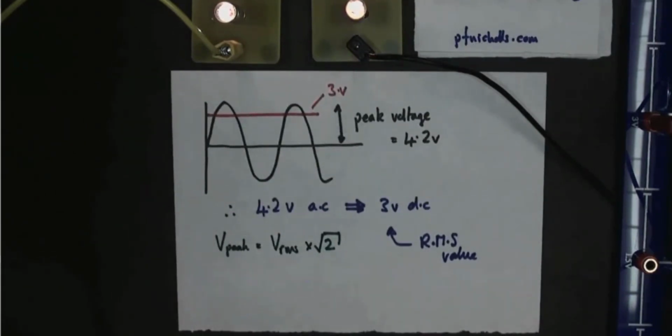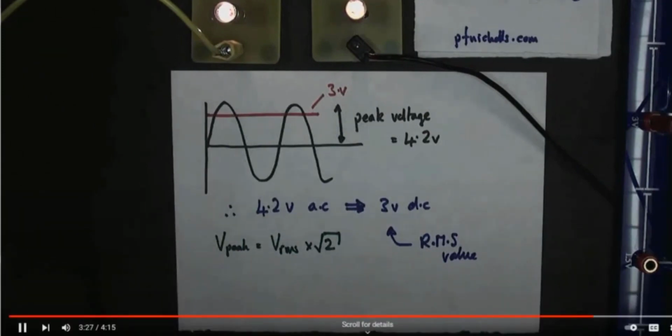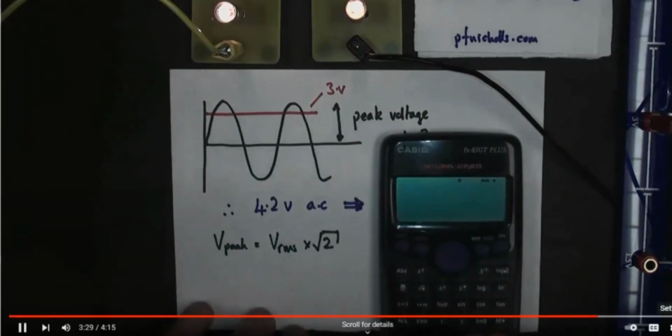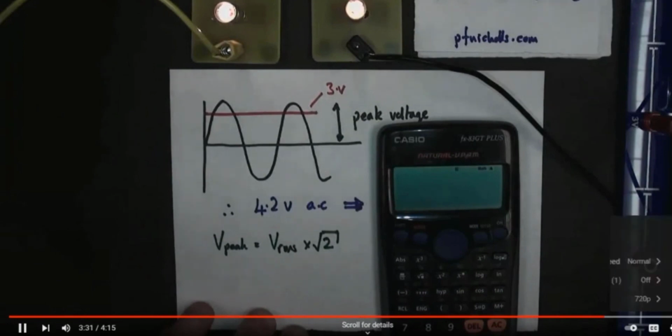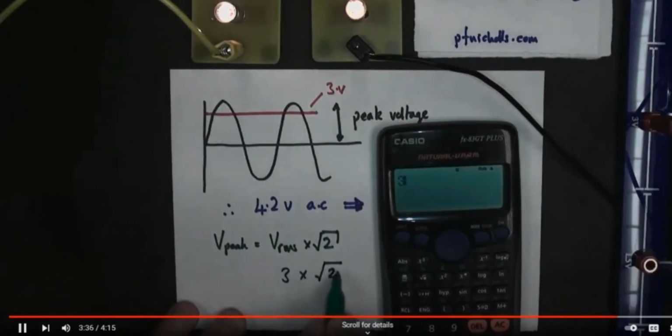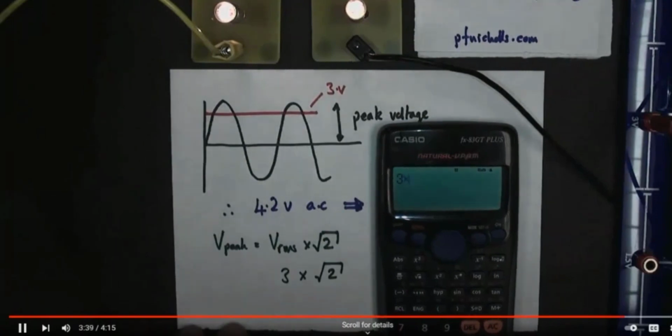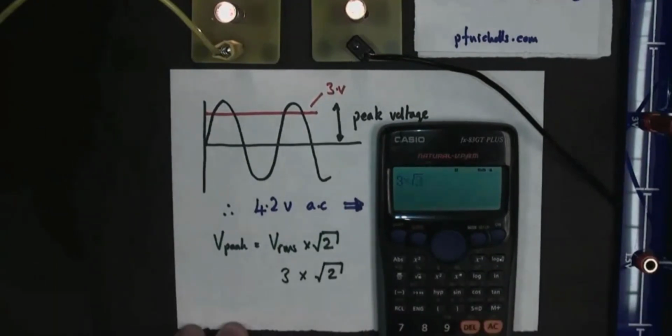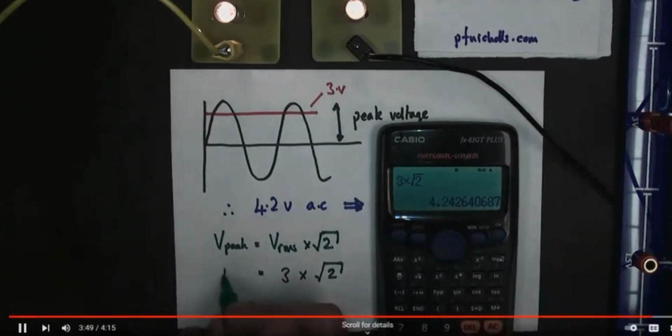So what we'll do is we'll take our calculator and we'll do our RMS voltage, which is 3. We'll multiply it by the square root of 2. You've got to love this calculator. And it tells me it's equal to 3 root 2. Thanks a lot for that. But if we convert it, it actually shows it's 4.2 volts.